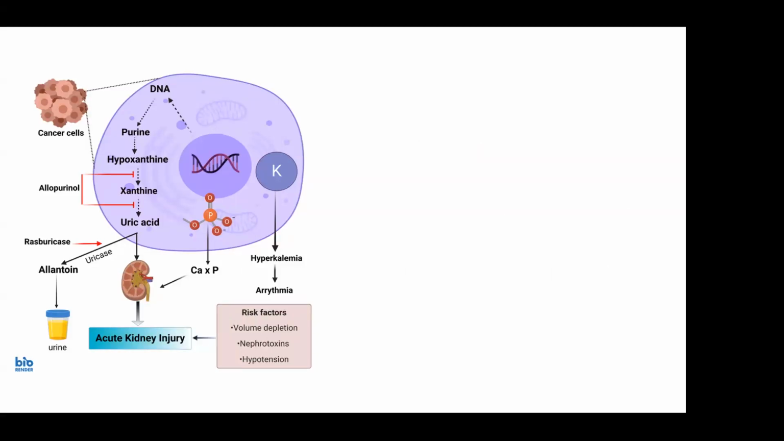In tumor lysis syndrome, as you can see in the figure, there is accelerated breakdown of these cells, and through the purine pathway, there is increased generation of uric acid. Uric acid normally gets converted into allantoin, which is thrown out in the urine. But because of tumor lysis syndrome, all these uric acid crystals get bound to the Tamm-Horsfall proteins and can cause severe obstruction of the tubular lumen. Also, when there is cell breakdown, there is release of potassium, which causes hyperkalemia. So this is the classic picture of tumor lysis syndrome.